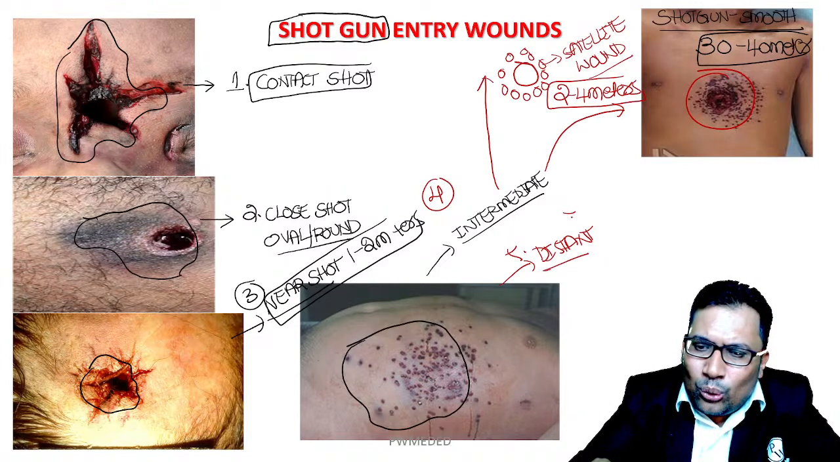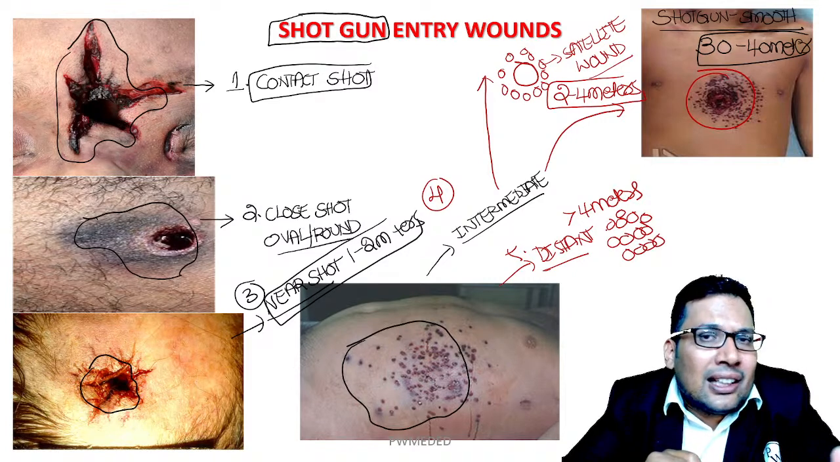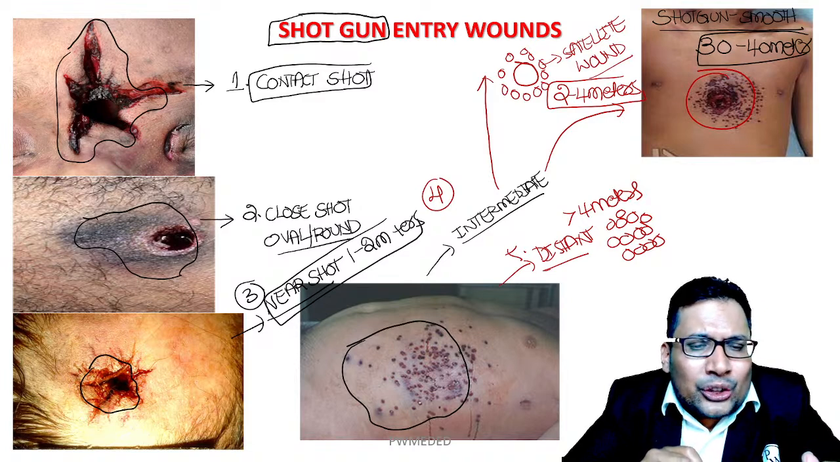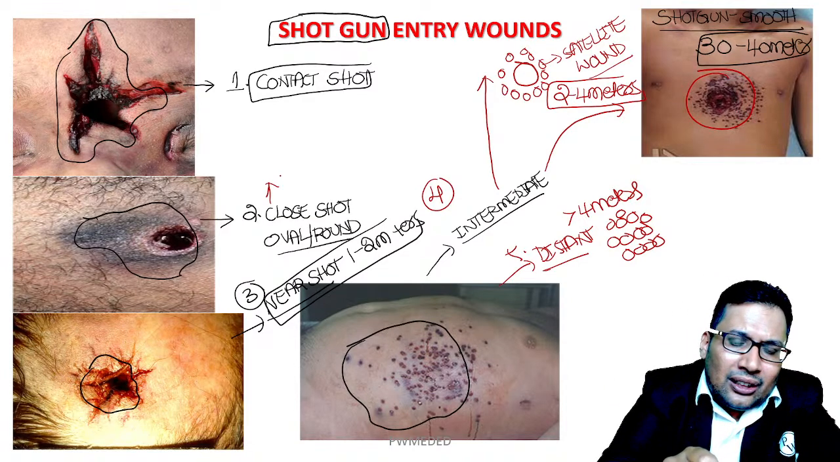Distant shot is usually more than 4 meters. You will see only small pellet holes. No satellite wound. So this is the question asked in the exam. Okay. So close shot means less than 1 meter.